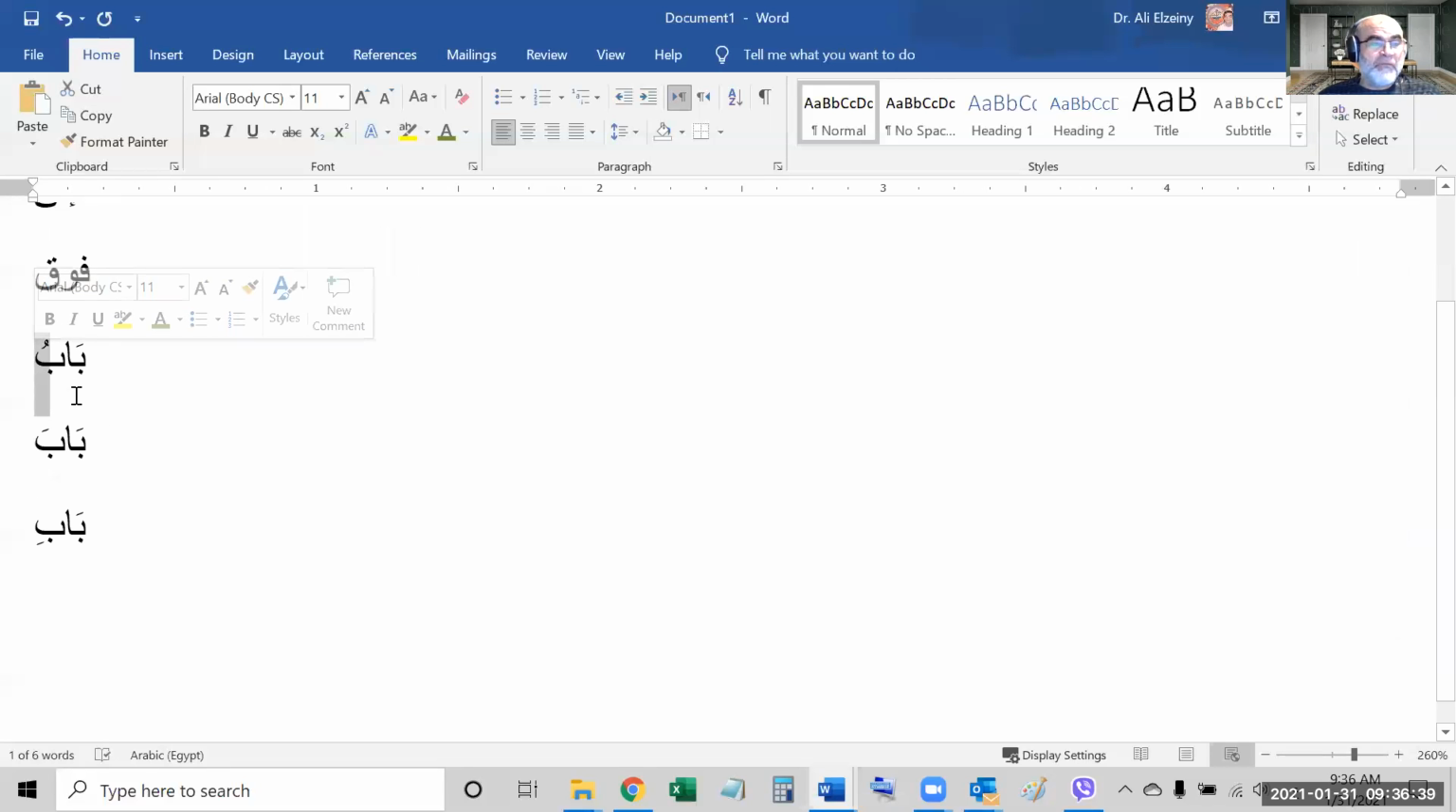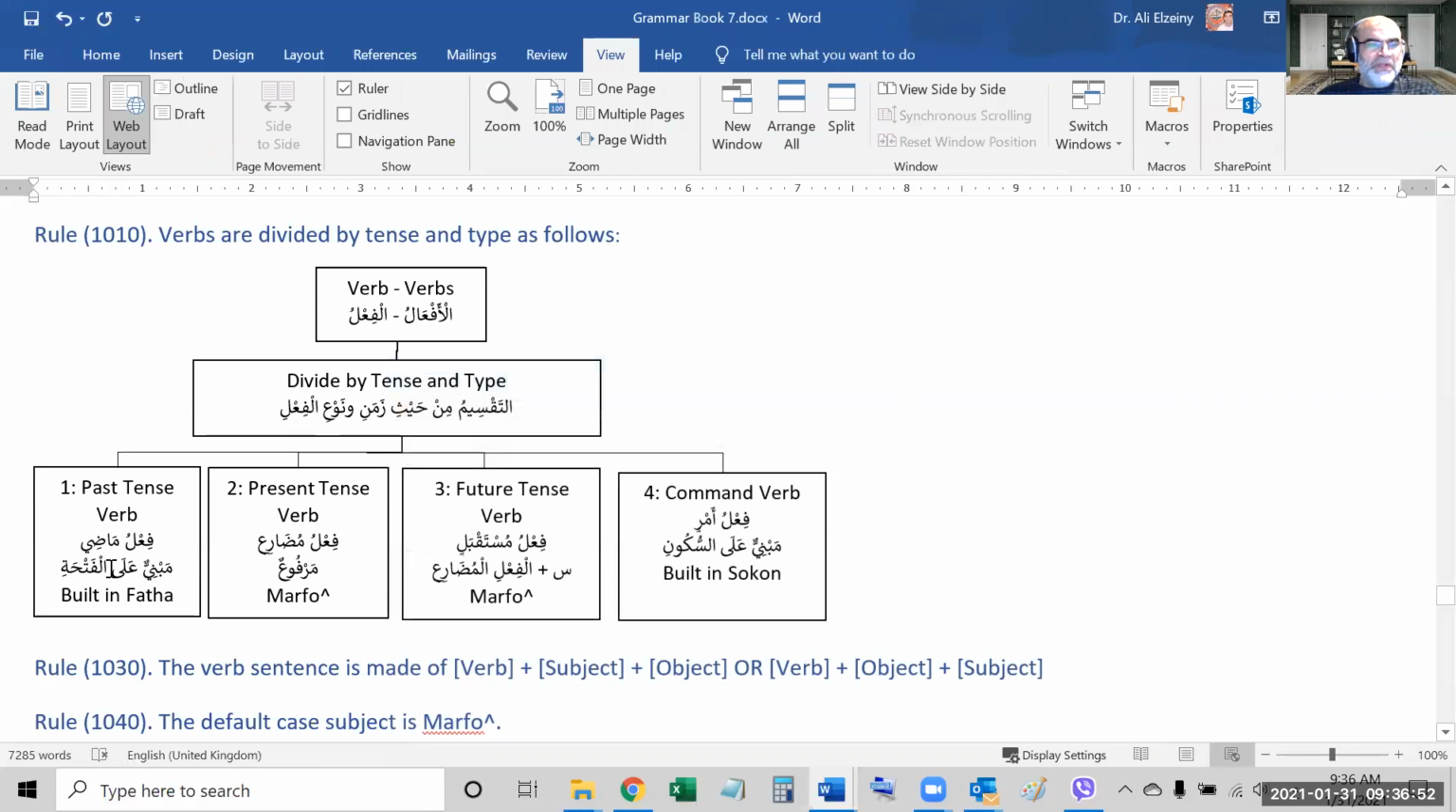Why? Because if it's marfu', it's dhamma. If it's mansub, it's fatha. If it's majroor, it's kasra. So there is a mabni, which is built in, and there is i'rab, which changes. So the past tense verb is always mabni ala al-fath. It means it's always fatha. It doesn't matter what's the context, whatever it is, it's always fatha. This is the past tense verb.